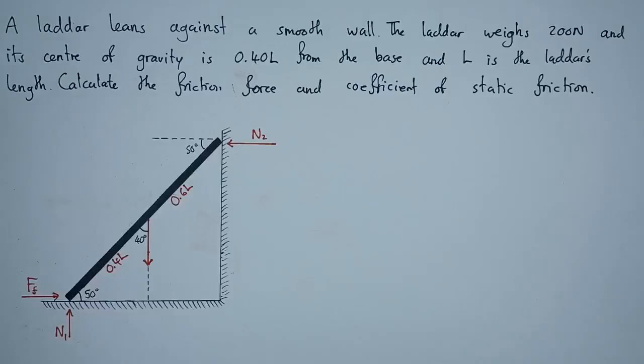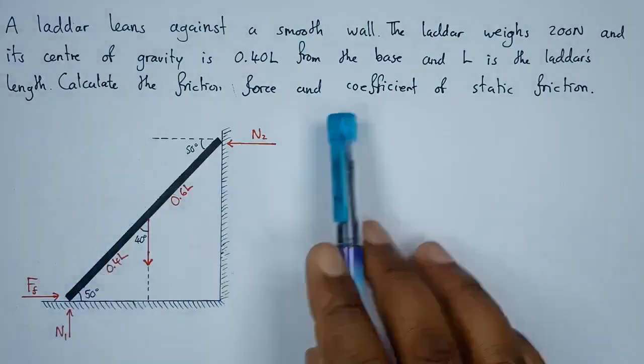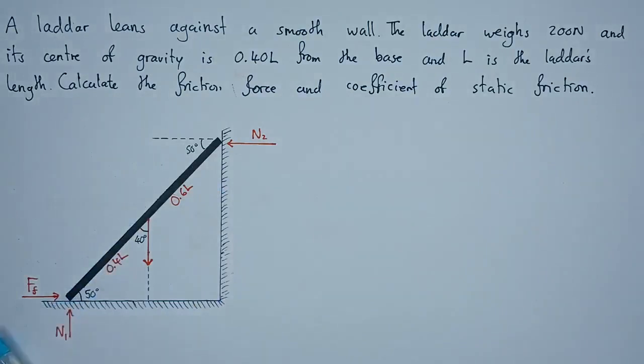Let's see how we can solve this ladder problem on torque and rotational motion. So the question reads, a ladder leans against a smooth wall. The ladder weighs 200 newtons and its center of gravity is 0.4 L from the base. This is the base. And L is, of course, the ladder's length. So find the friction force as well as the coefficient of static friction.